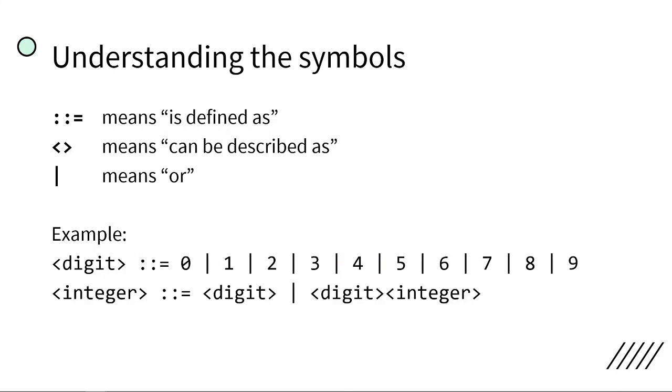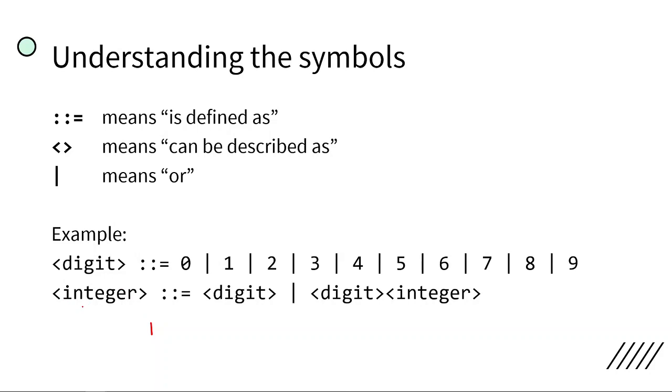How about an integer? Or a number. So we can define an integer as just a single digit or a digit followed by an integer. Does it make sense? So again, we can define an integer as either a digit or a digit followed by an integer. So for example, I have the number one. So 1 is a digit, right? Therefore, 1 is an integer.